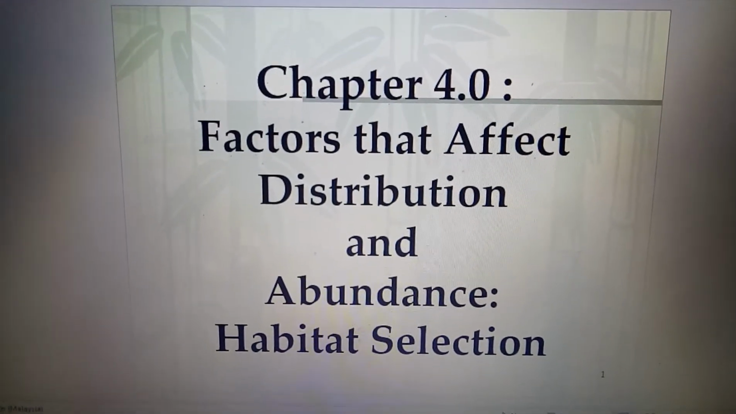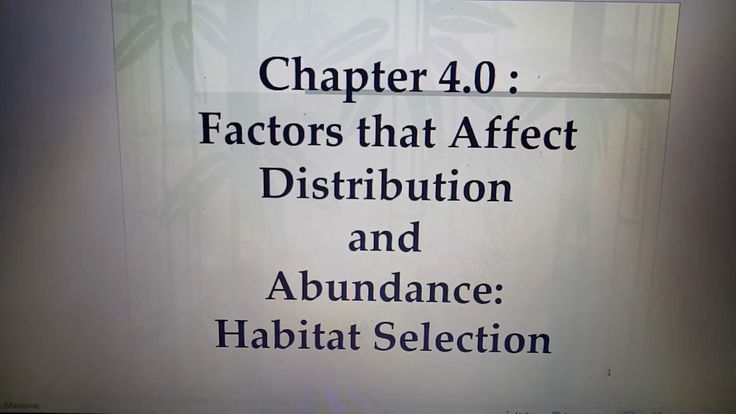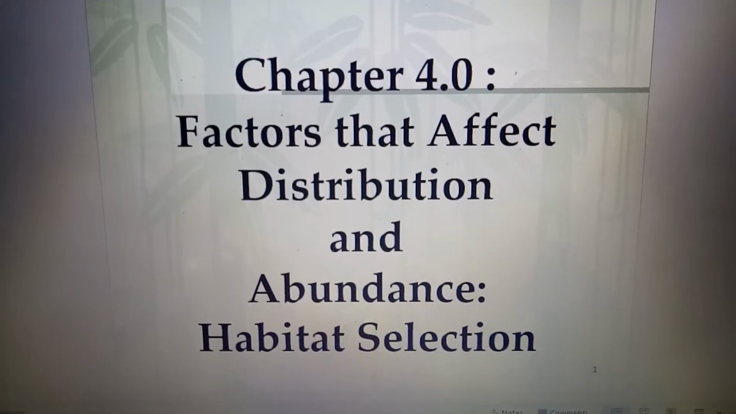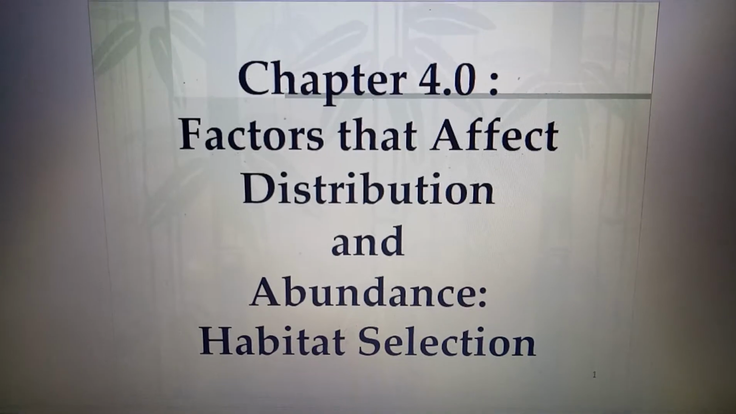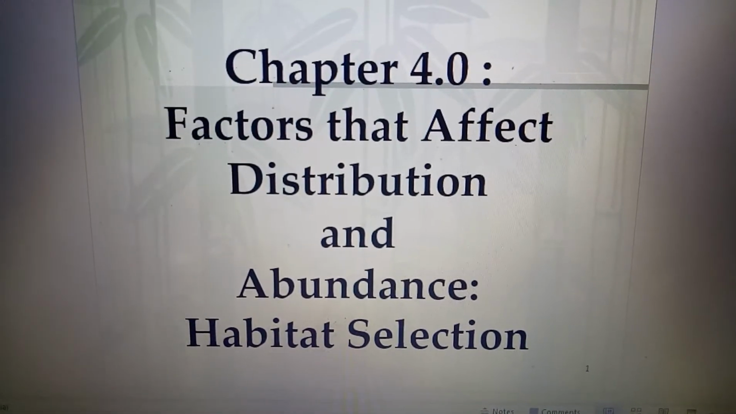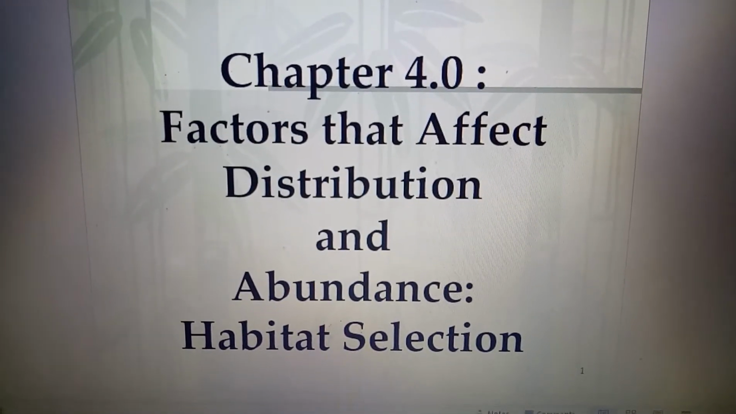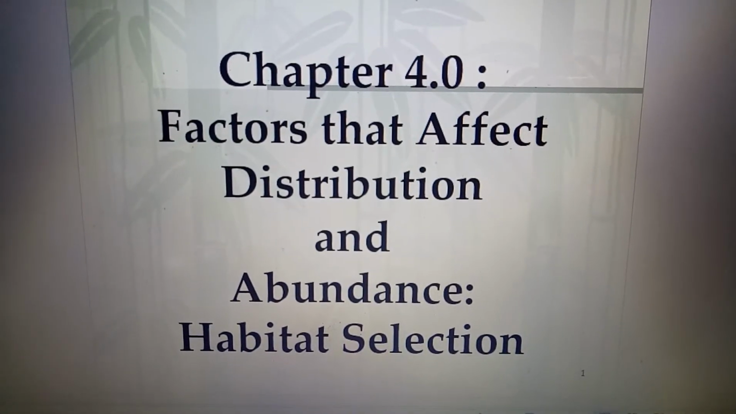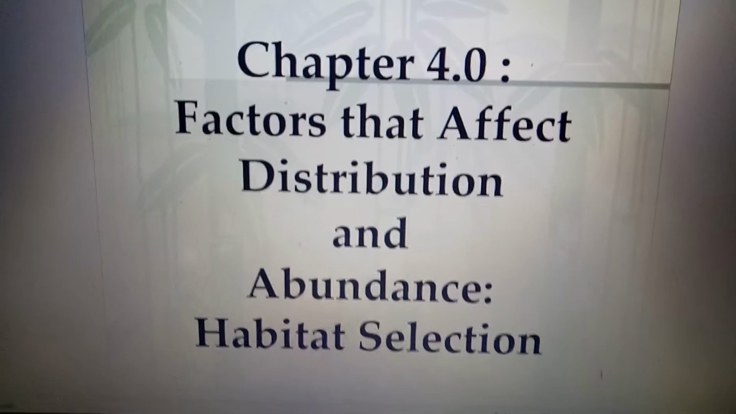This is about factors that affect the distribution and abundance. This chapter number 4 is actually more focused on habitat selection. Okay, so the outcome-based education: after finishing this chapter, you should be able to understand the factors that affect distribution and abundance, which is about habitat selection.